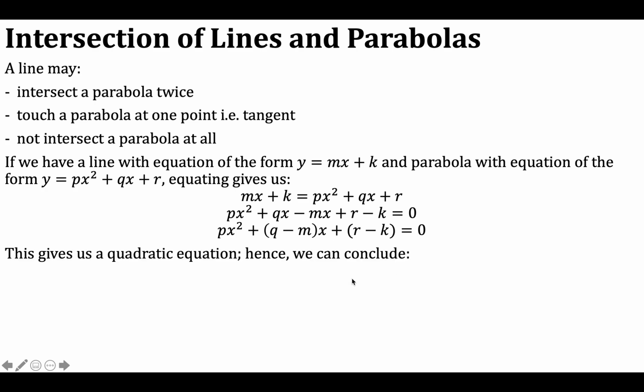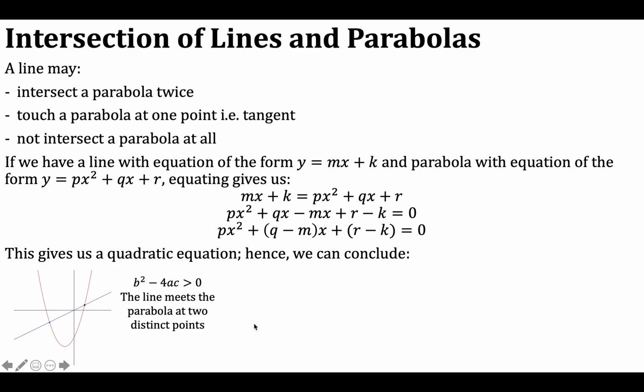So we've actually got this quadratic equation, and hence we can conclude that if the discriminant of this quadratic equation is greater than 0, then the line meets the parabola at two distinct points. So it's quite similar to thinking about the discriminant and what it tells us about quadratic equations on their own. It tells us the nature of that quadratic equation and about the roots that it has, and you can see why this is related here.